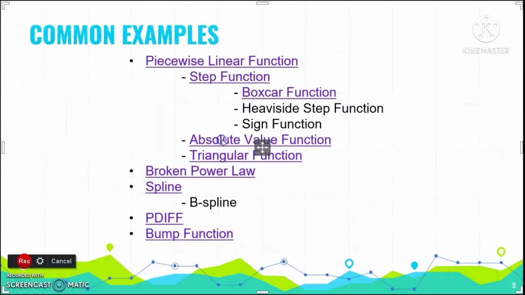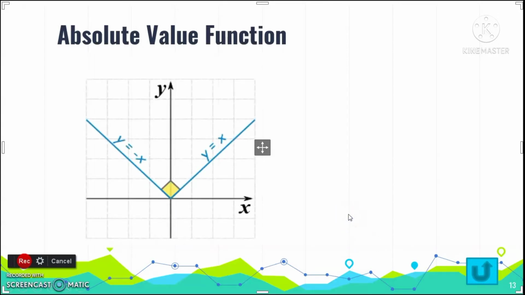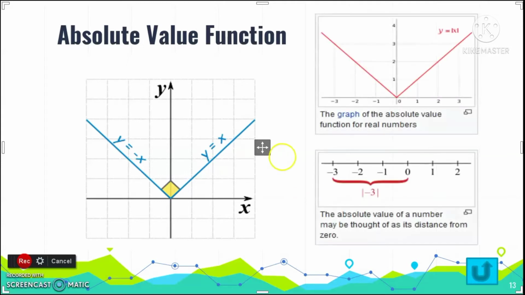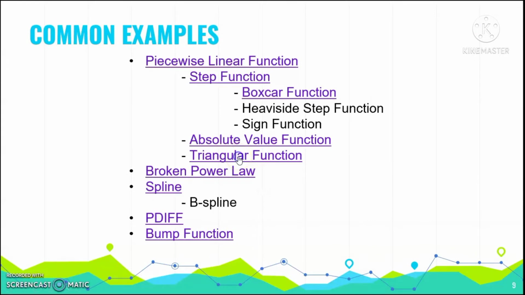Next, we have the absolute value function. Absolute value function is the most famous piecewise function. It has two pieces: below 0, or negative x, and from 0 onwards. So when you say absolute value, it talks about the distance, so it is always positive. The graph of the absolute value function for real numbers. The absolute value of a number may be thought of as its distance from 0. So as you can see, the distance. Next, we have the triangular function.